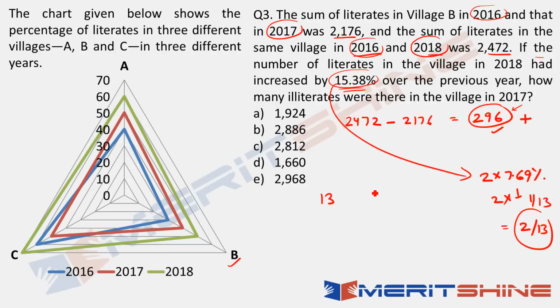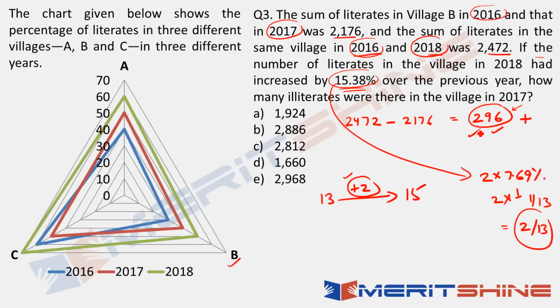If this was 13 units, this is the number of literates in 17, then in 18 it became 15 units. An increase of 2 over a base of 13. So this increased by 2. So this 2 here is basically nothing but this 296.